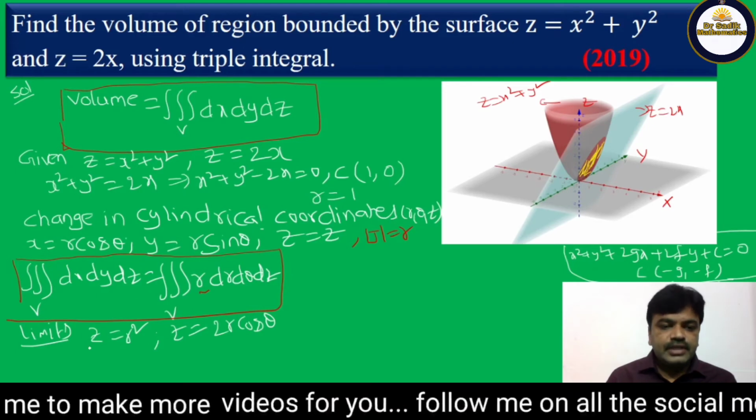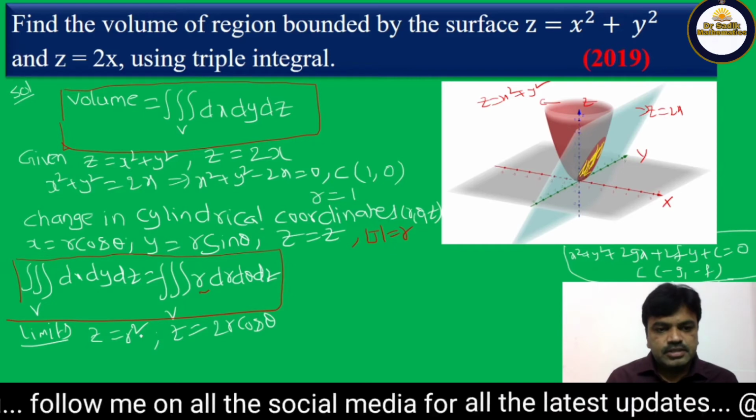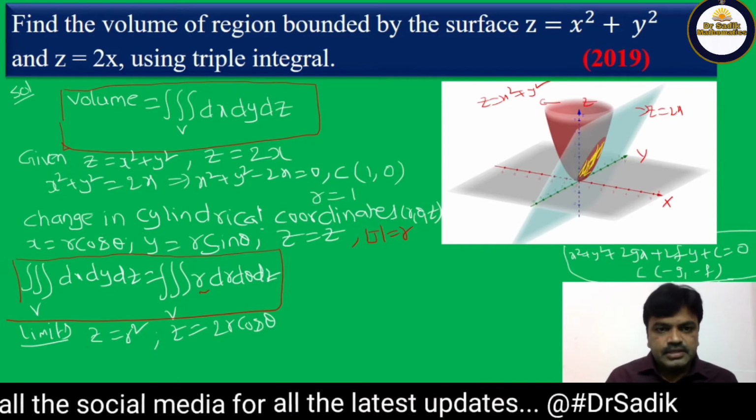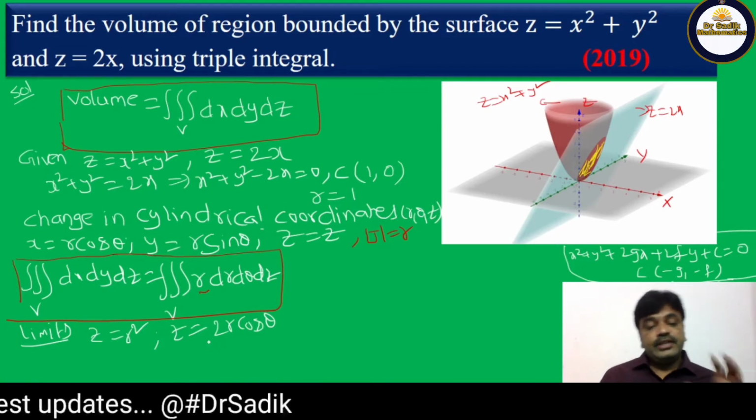Okay, here we get the z limits. Once again, z is equal to x square plus y square. Clearly we know x square plus y square is r square, and the upper limit z is equal to 2 into x value, which is r cos theta. Here we get z limits.